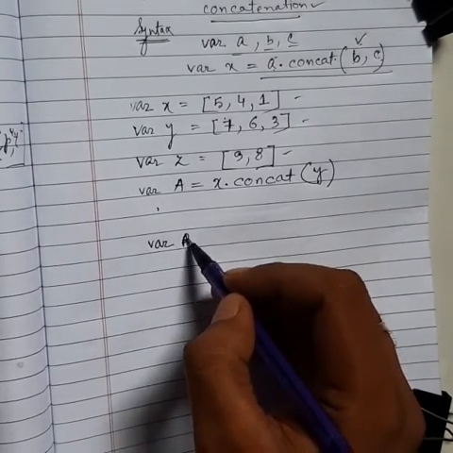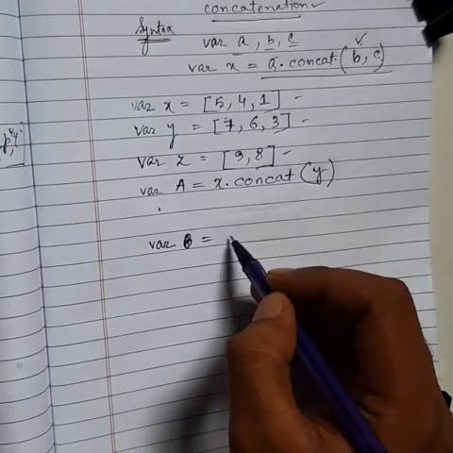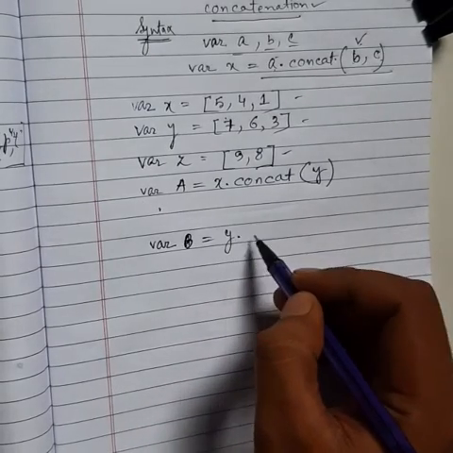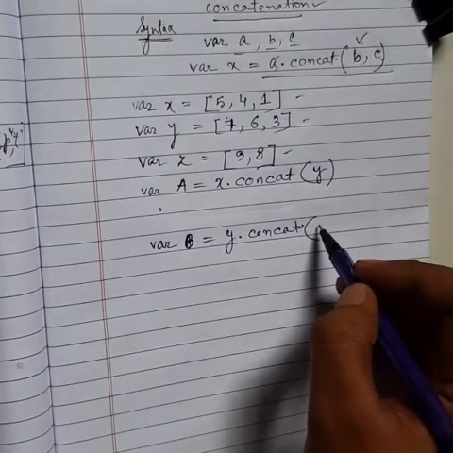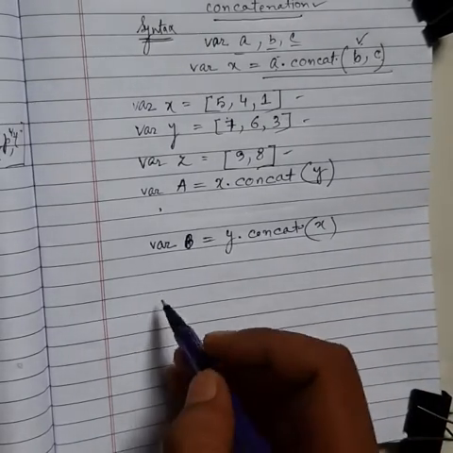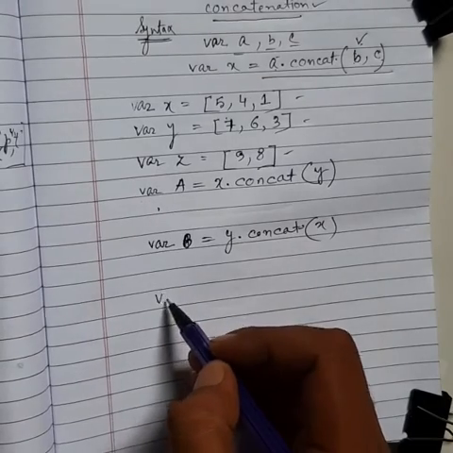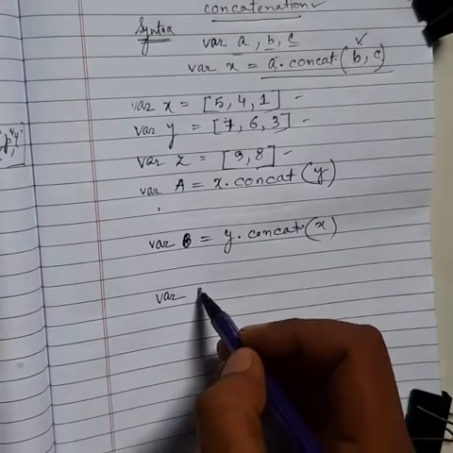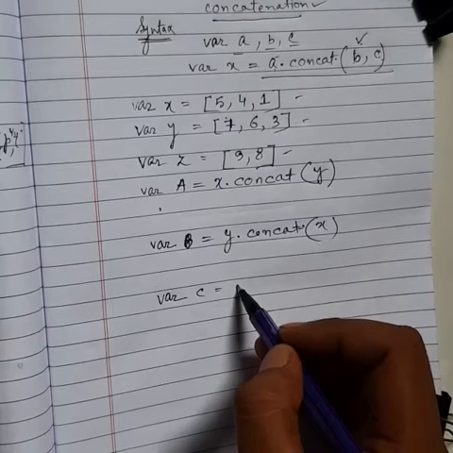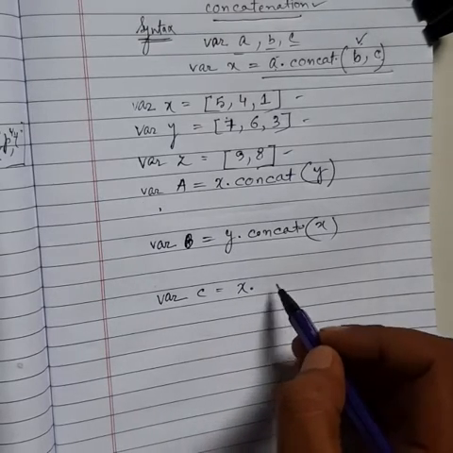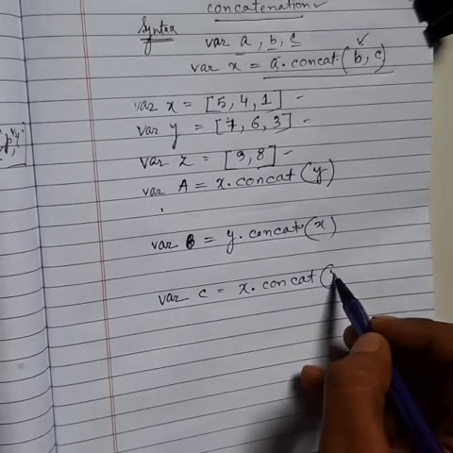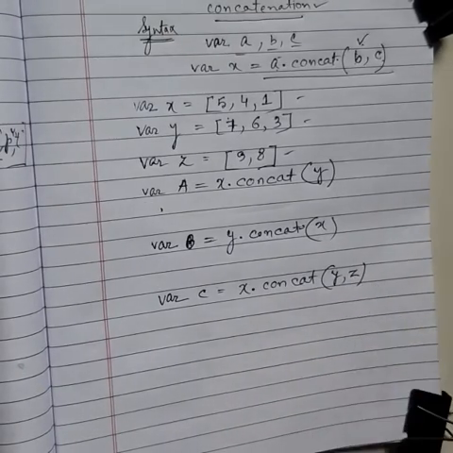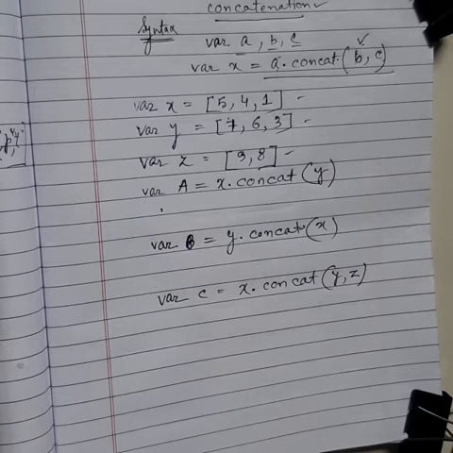Again, suppose I am taking another array, b equals, now I am writing y dot concat x, and number 3 I am writing where c equals, suppose if we write x dot concat y comma z. These three cases, or these three examples, I have written. Now we will discuss the output.